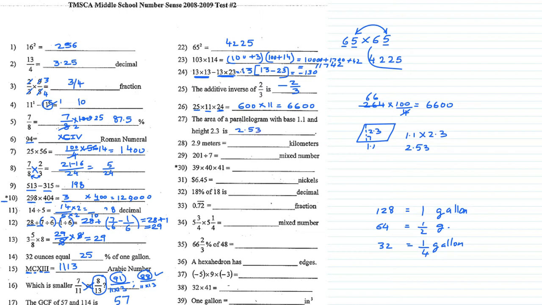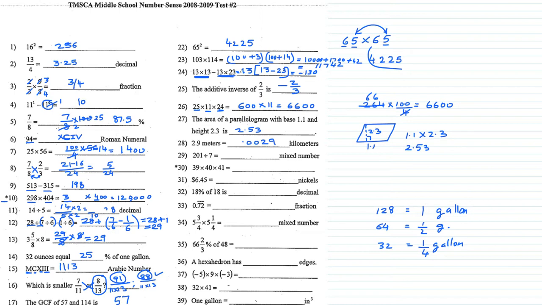Question 28, 2.9 meters in kilometers. In order to convert meters to kilometers, we need to divide the number by 1000. So in that case, we have 0.0029 as the answer in kilometers.